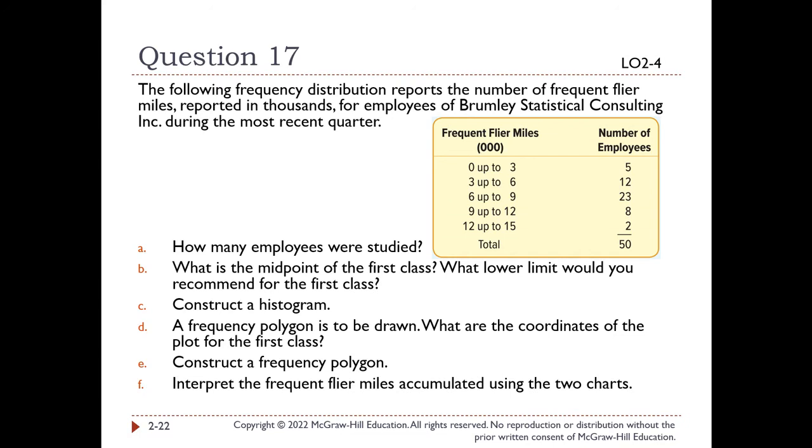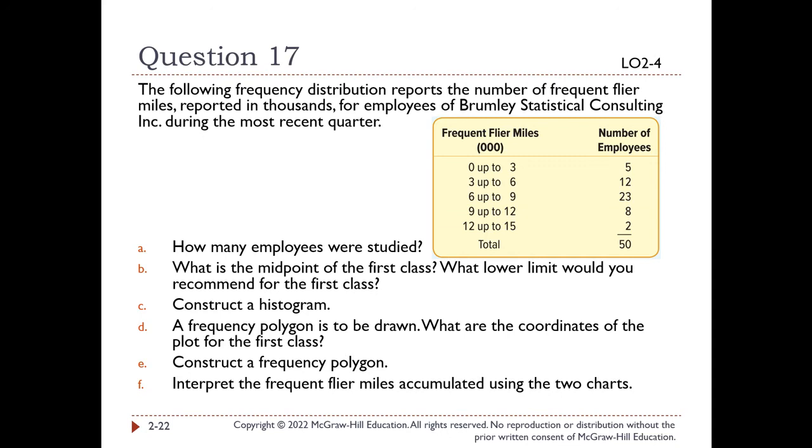D is going to say a frequency polygon is to be drawn. What are the coordinates of the plot of the first class? Okay, so when we look at a frequency polygon, X is always the midpoint and Y is going to be the frequency, which for us is the number of employees. So our midpoint is 1.5, that would be X, the first number. The second number would be 5, or Y. And then they want you to construct one, which you can do later on.